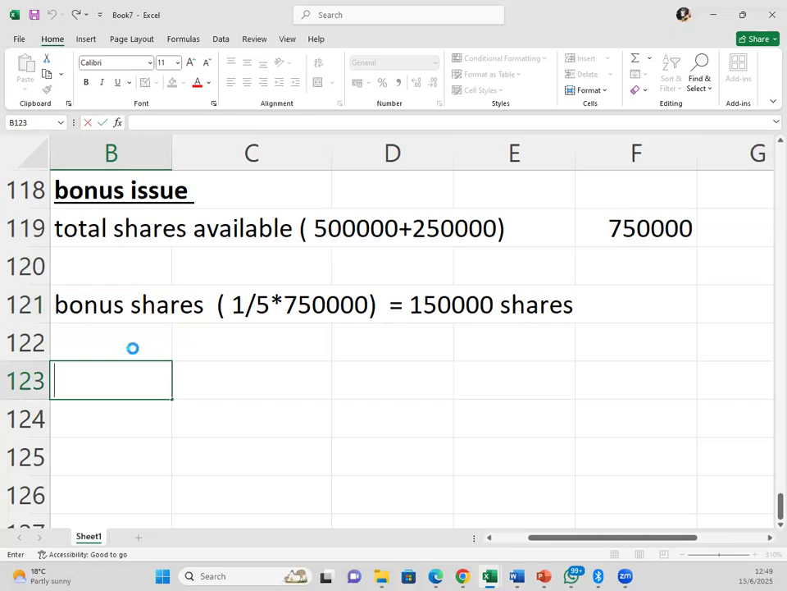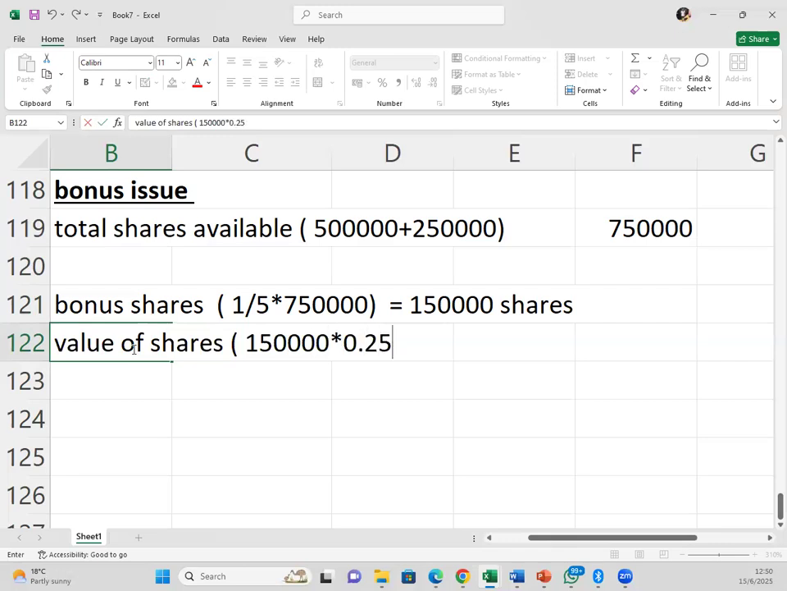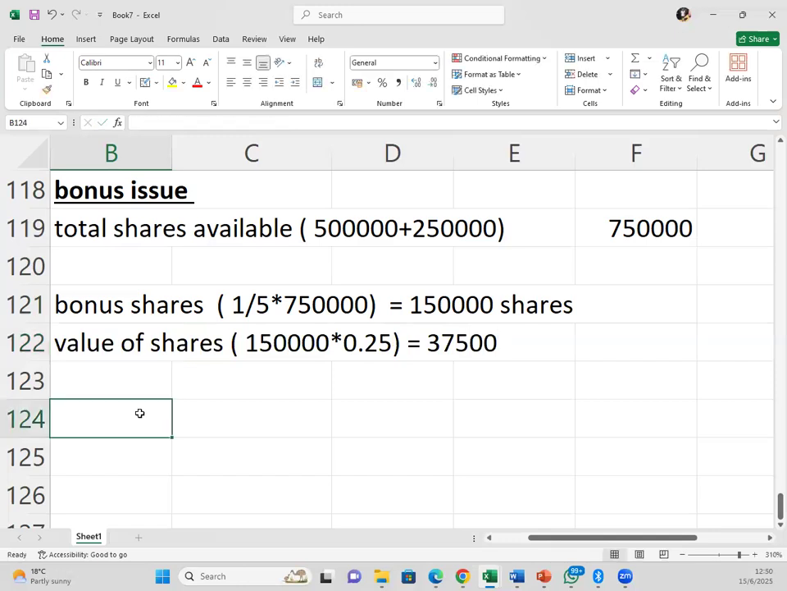What about the value of these shares? The value of the shares is 150,000 times the par value. That's 37,500. So now let's go and summarize that. The question was asking, what is the balance in the share capital account?